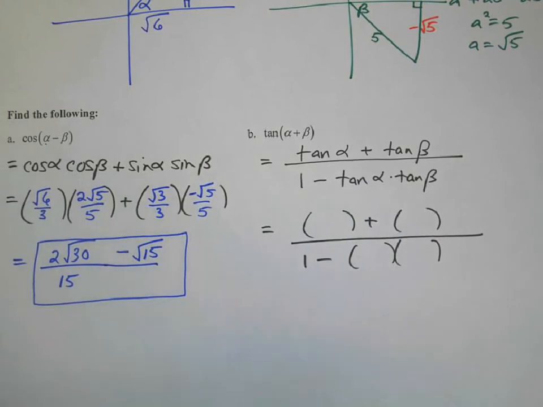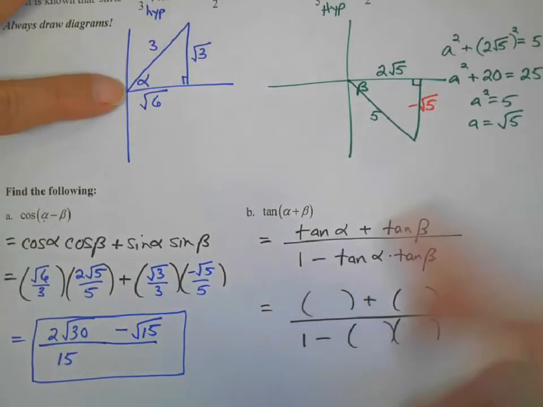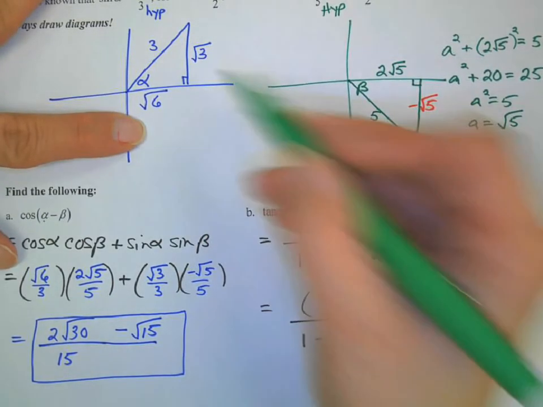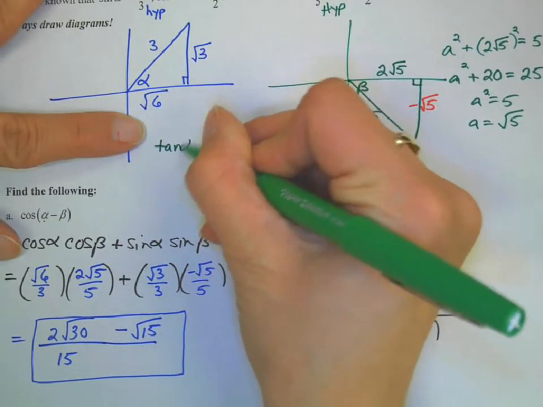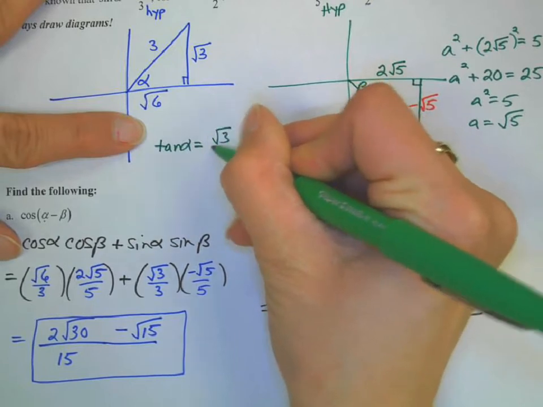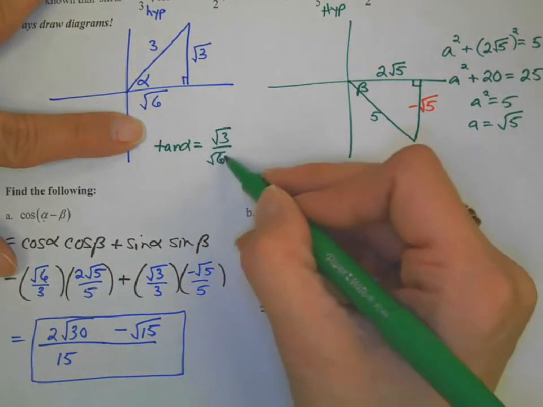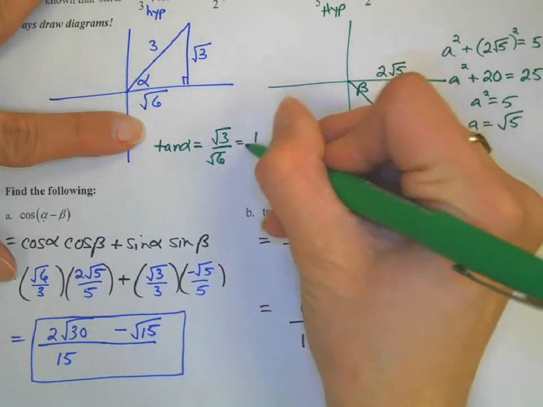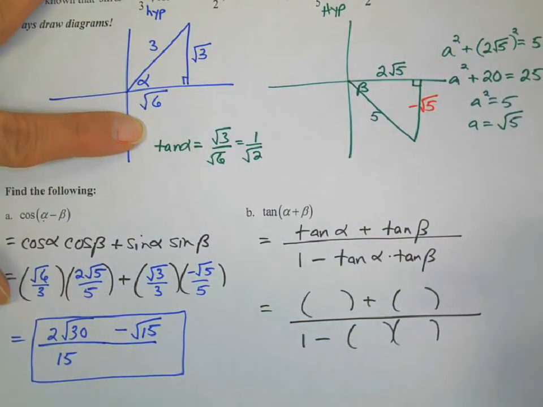So let's go look at the alpha picture to figure out tangent. Tangent is opposite over adjacent. So tangent of alpha is opposite over adjacent. But maybe we can cancel, make that smaller. Can I cancel a radical 3 with a radical 3? Yes! I could say 1 over radical 2. Look at that. If you make smaller numbers, your calculations will be easier.